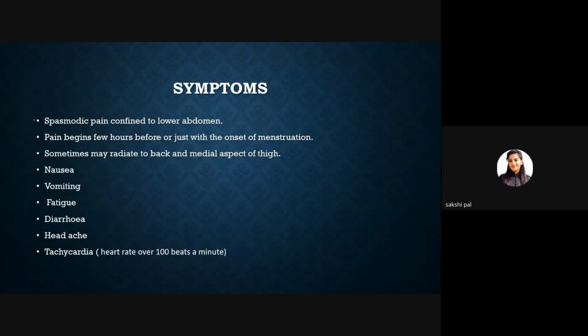Then symptoms: spasmodic pain confined to the lower abdomen. That means regular pain the girl is having, due to the contraction. The pain begins a few hours before or just with the onset of the menstrual cycle. Normally, just before the menstrual cycle or a few hours before it. Sometimes 2 to 3 days before the pain could happen. Sometimes it may radiate to the thighs, back, usually the lower back, but it could happen. And headache also sometimes.